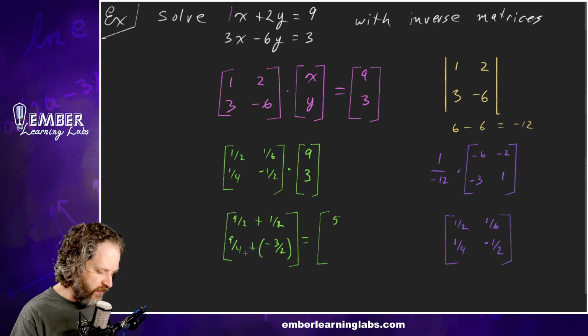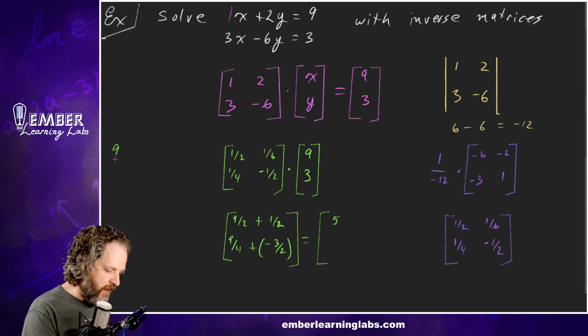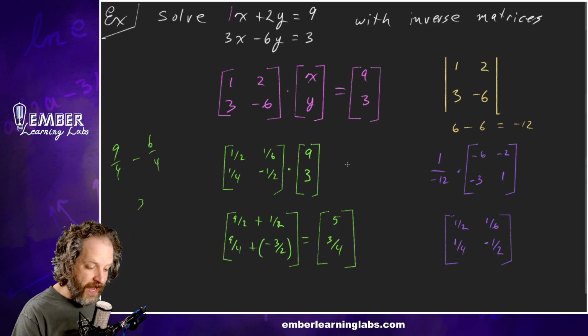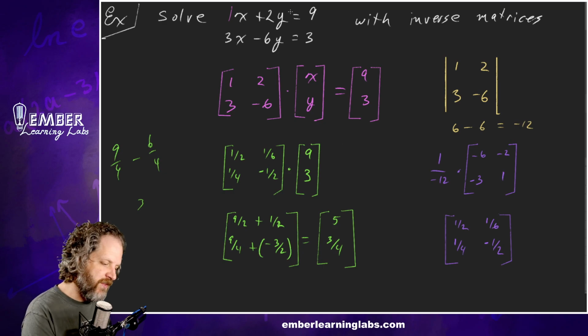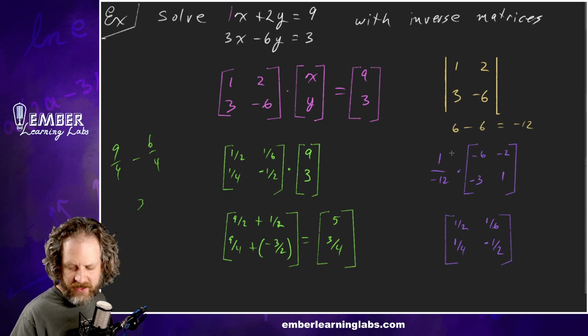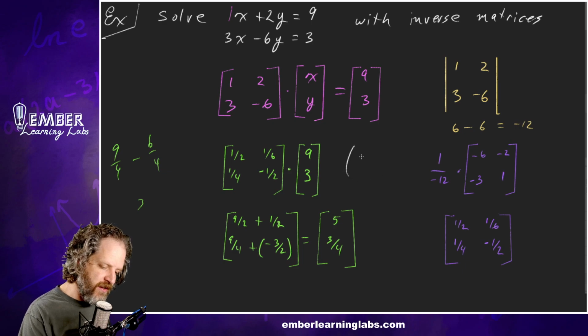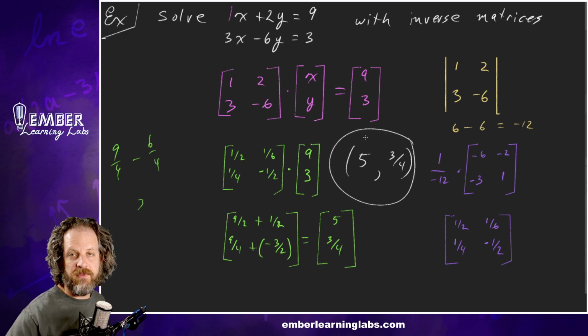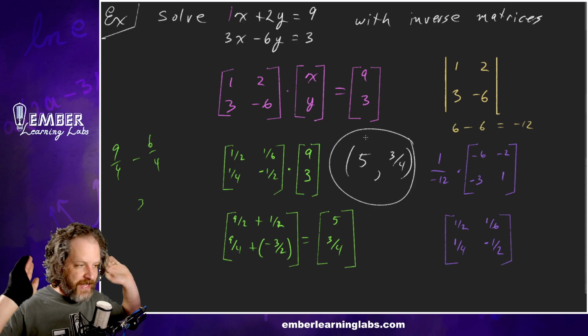Now this one's a little more complicated. This would be 9/4 minus 6/4, so positive 3/4. So the answer to this system, and you could do it another way to test it, is the ordered pair (5, 3/4). Blam. That's it. That's solving systems with inverses.